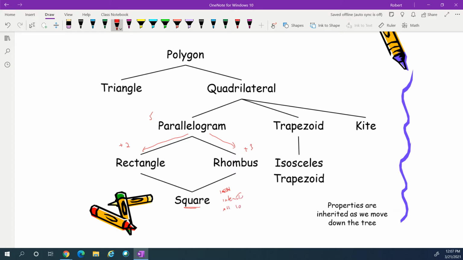A square inherits all 10. So a square is a rectangle. It's a special kind of rectangle. It's also a special kind of rhombus. It has all the properties of a rectangle and a rhombus, which of course includes parallelogram. So we're going to see after we learn the three properties of a rhombus, we have effectively learned all the properties of a square as well. So let's get right into it.